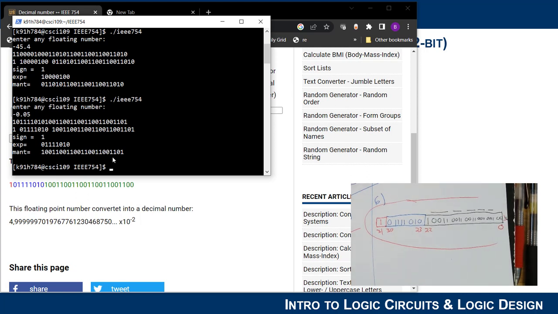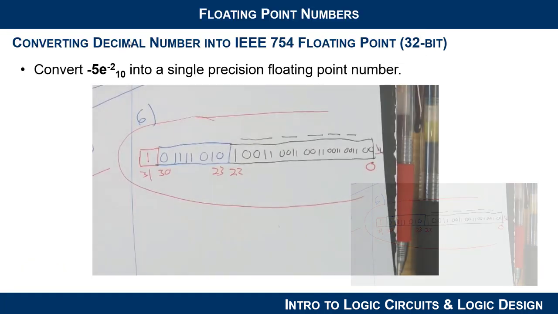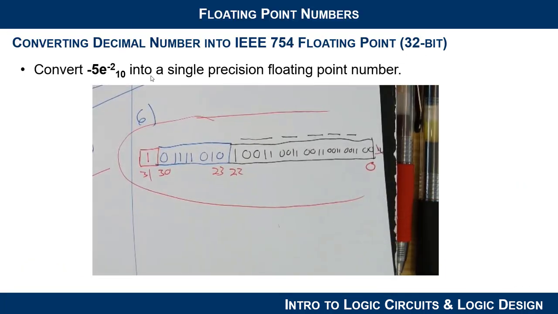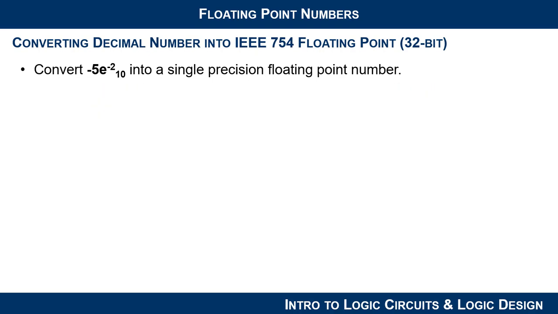Remember, this is now on a Linux server. This could be due to rounding, but this is the real hardware taking care of it, and it's as accurate as it can be. As you go further and further into the number of bits, the precision isn't as tight, and that's fine. That's as accurate as we can be with a 32-bit floating point number. But you did it. You've converted -5e^-2, also called -0.05 decimal, into a 32-bit floating point number using the IEEE 754 format. Nice work, and we'll see you.